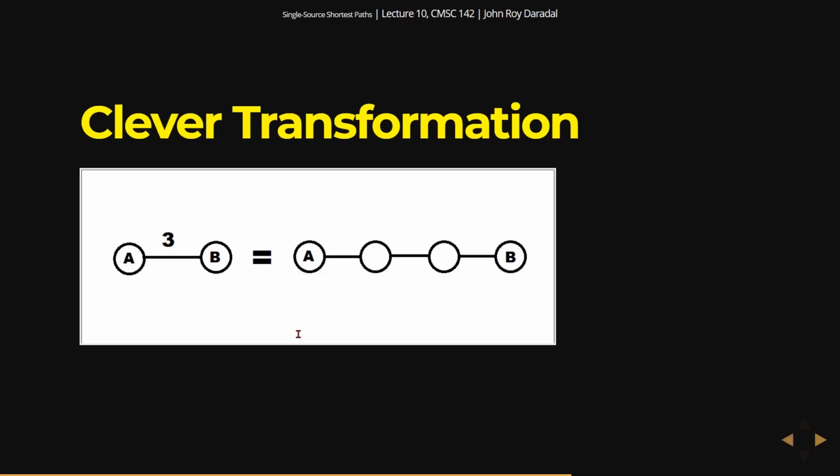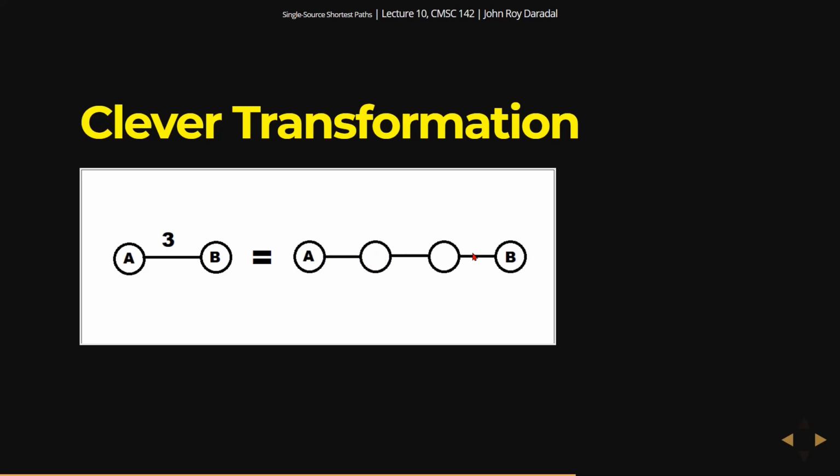So what does this mean? It would look something like this. If the edge from A to B has a weight of 3, instead of just one edge, we would replace it with 3 intermediate edges. So 1, 2, and then 3. And then we'll add more nodes in between. Okay? These nodes are unnamed because we don't care about the shortest paths going to them. We just care about A going to B.